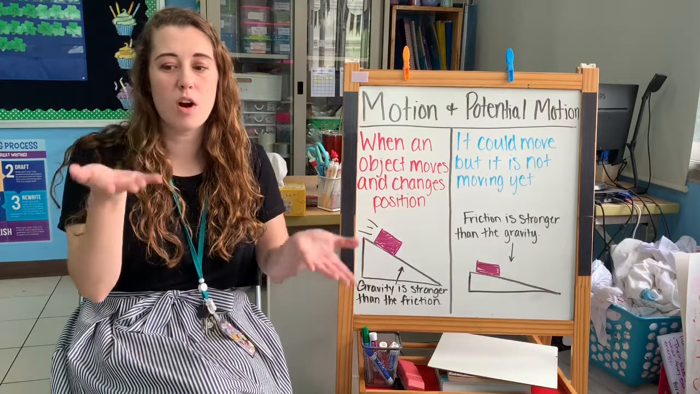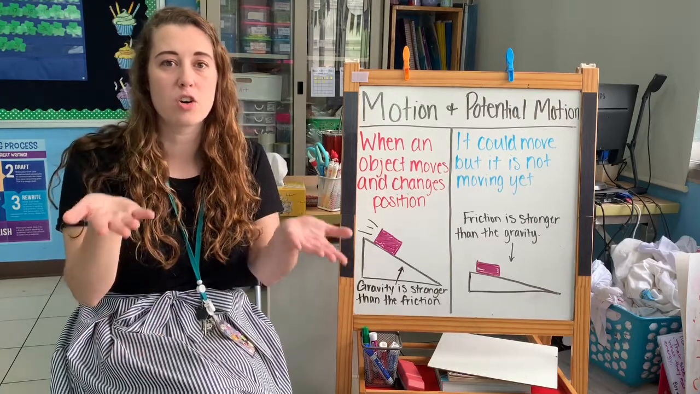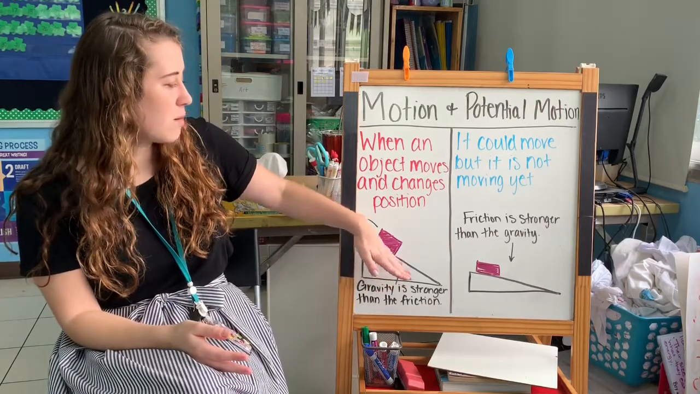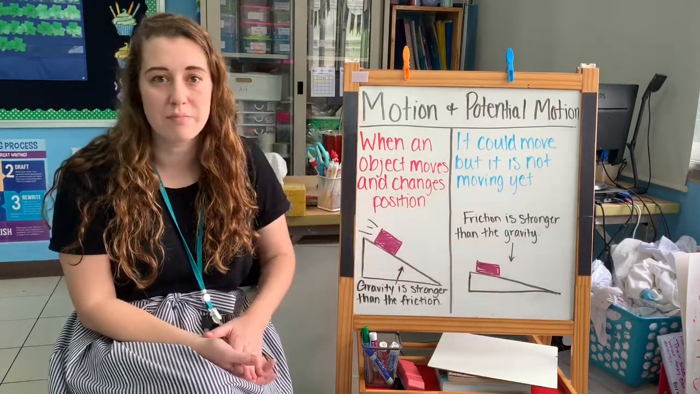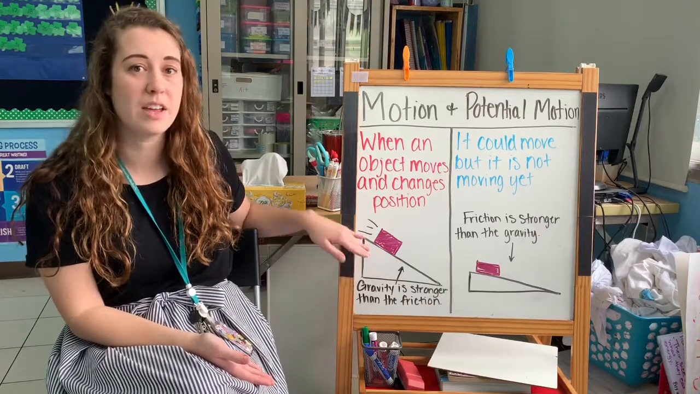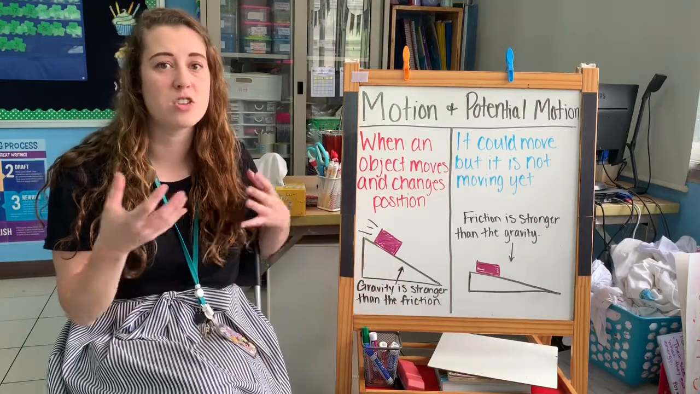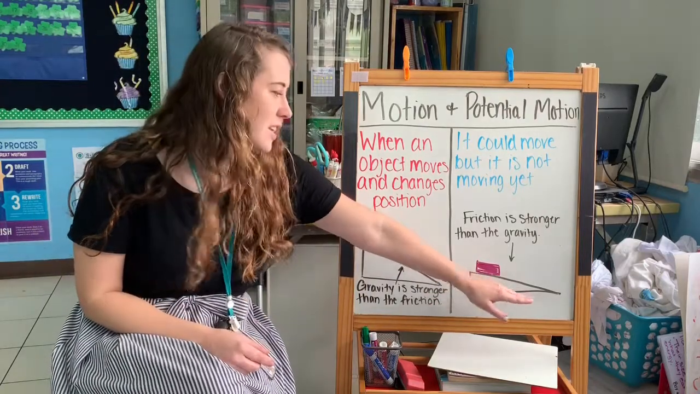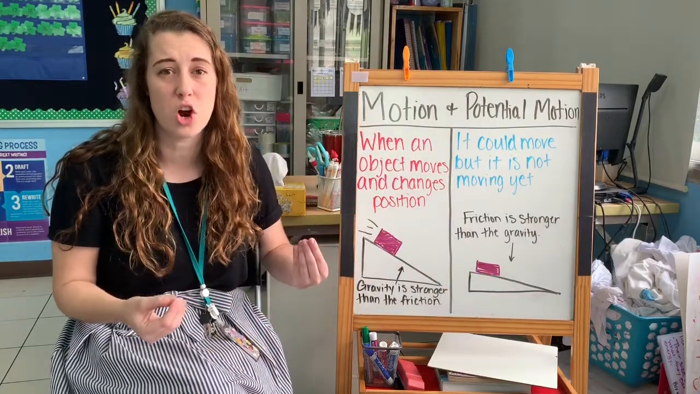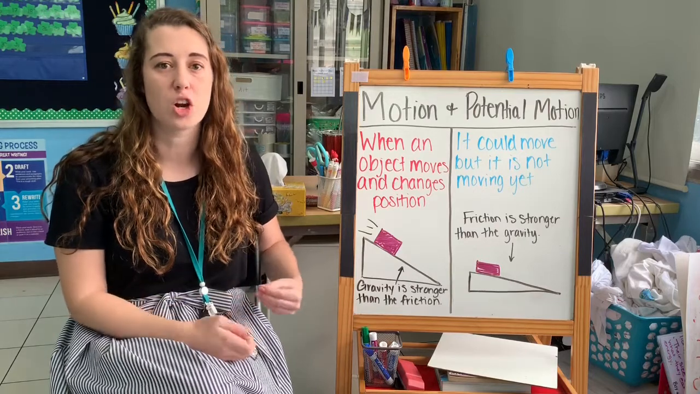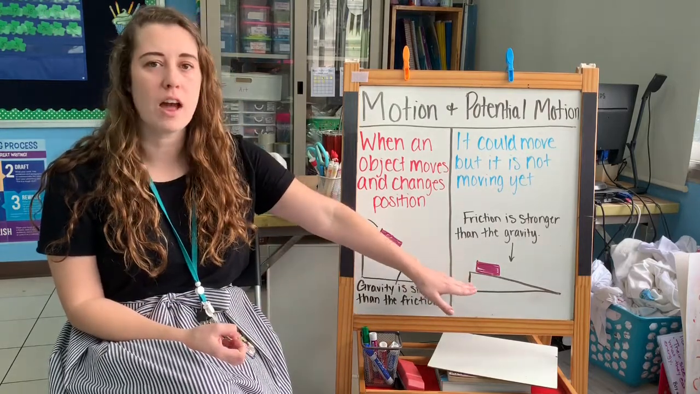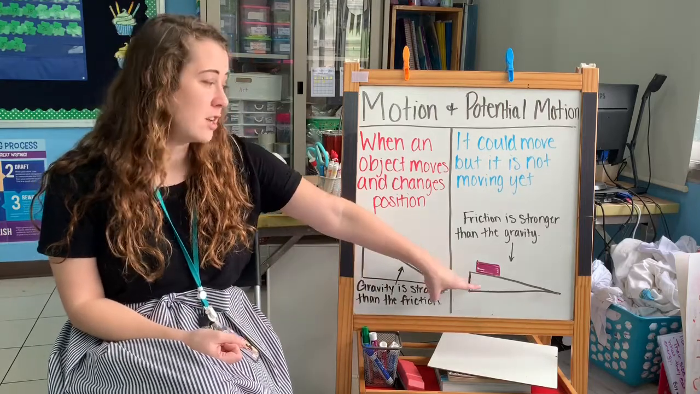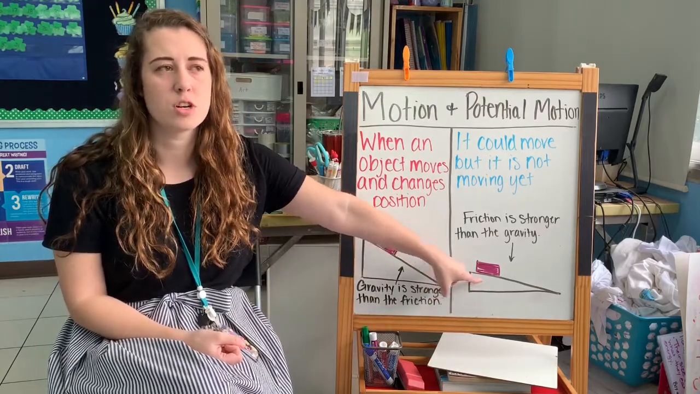So when you are figuring out which force is stronger, gravity or friction, it helps to look at if your object is moving at a slant or not. This one's moving at a very big slant. So the gravity is strong and the friction is not. This one is moving at a tiny, tiny slant, so the gravity is not as strong, but the friction is a lot stronger, making it not able to move yet. But what do you think I could do to change this potential motion into motion?